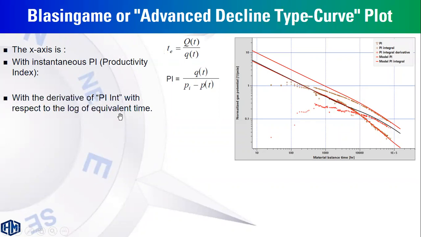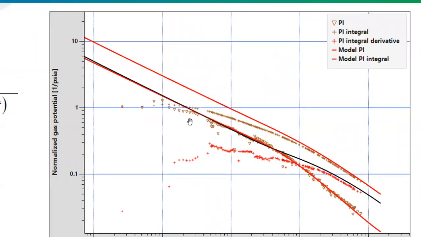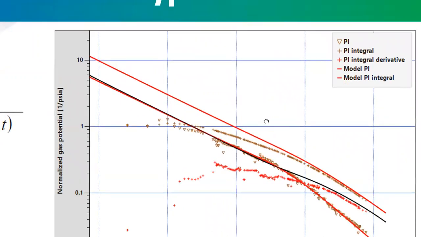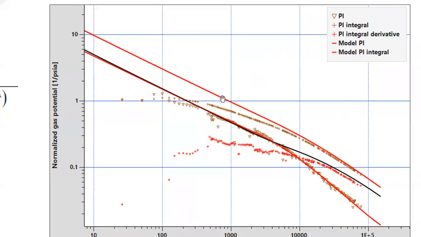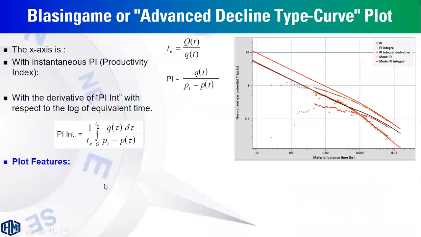The second one is the productivity index integral, defined using this equation, and also the productivity index integral derivative. So we have three different curves. This one is the productivity index, q over delta p, second the productivity index integral, this one, and last the productivity index integral derivative, defined in this red color, and this is the defined model to match the data.